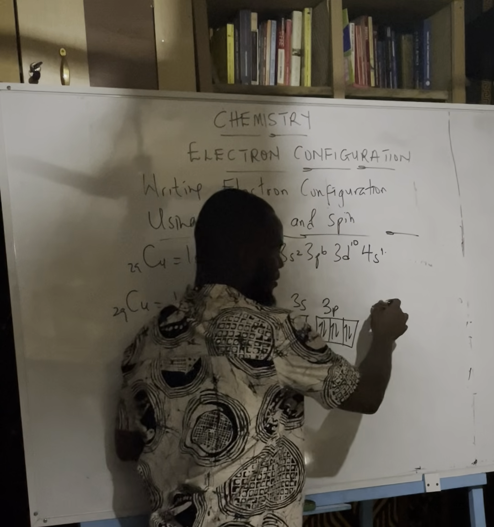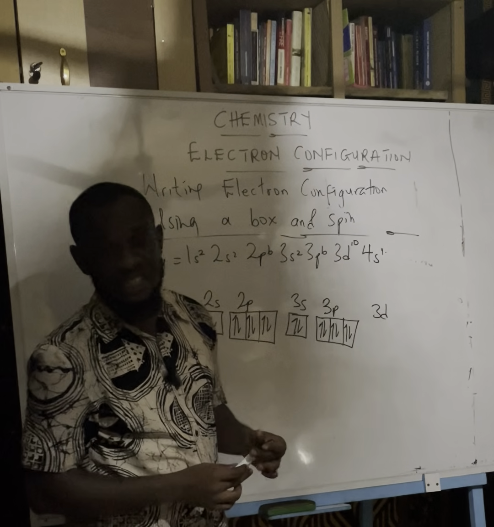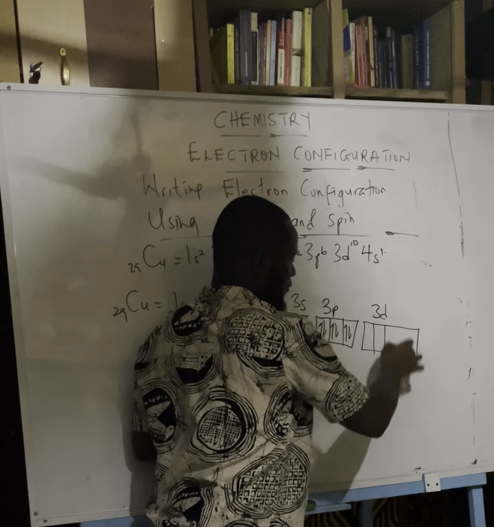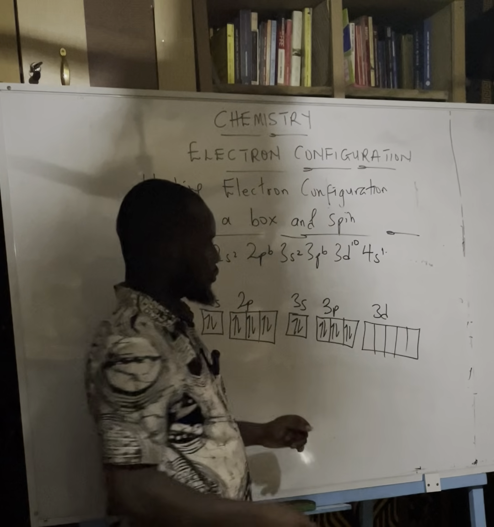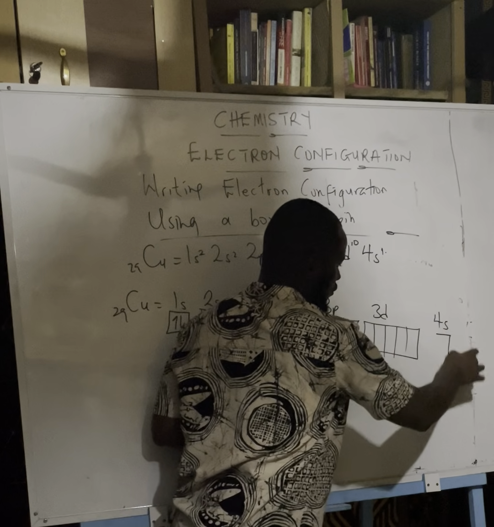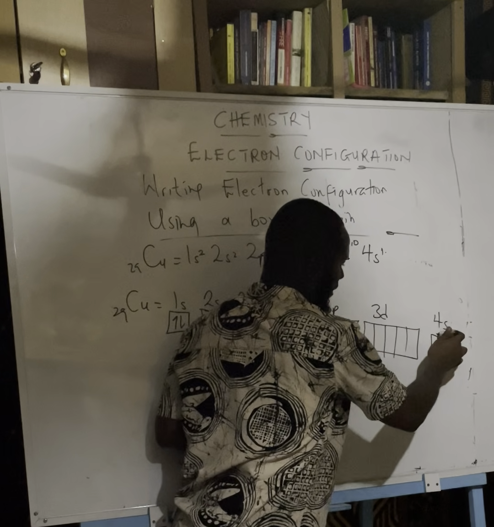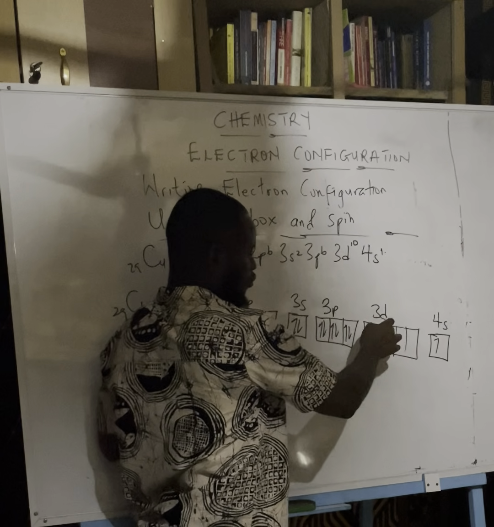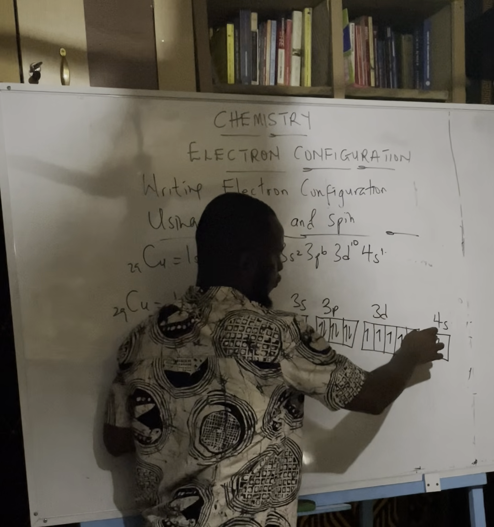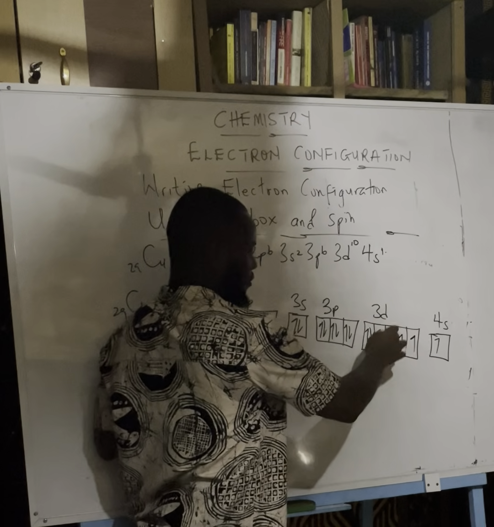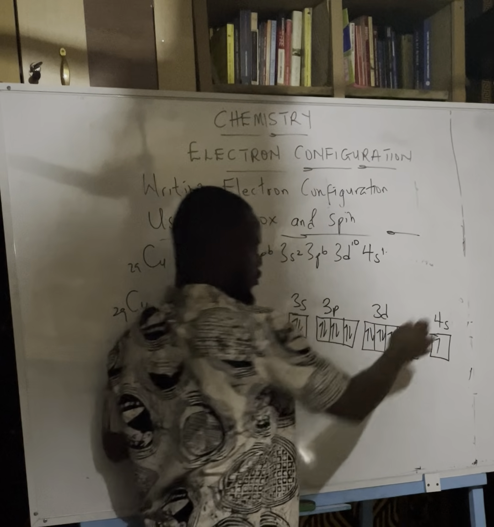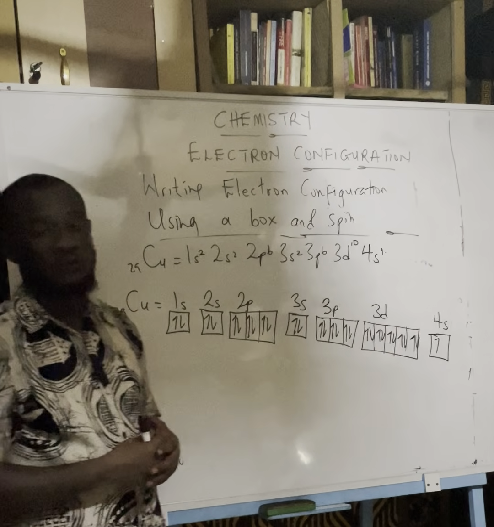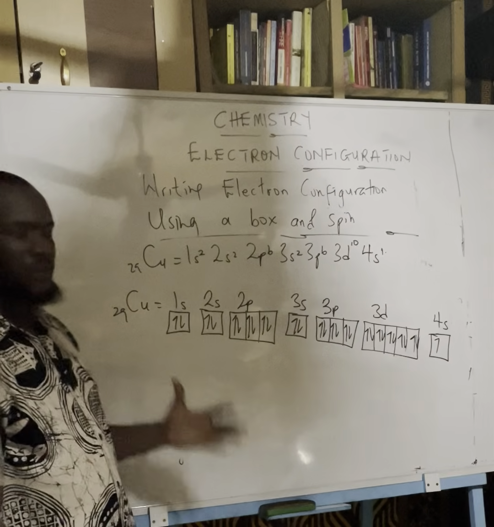Then when you come to the 3d, what did we see? We said the d, there are how many orbitals? There are 5. So with the d, we divide it into 5: 1, 2, 3, 4, 5. So your 4s here will have 1 electron. Then when you come here, you fill the 5. So 1, 1, 1, 1, 1. And come and pair it up: 2, 2, 2, 2, 2. So this is the box and spin electron configuration for the transition metal copper.